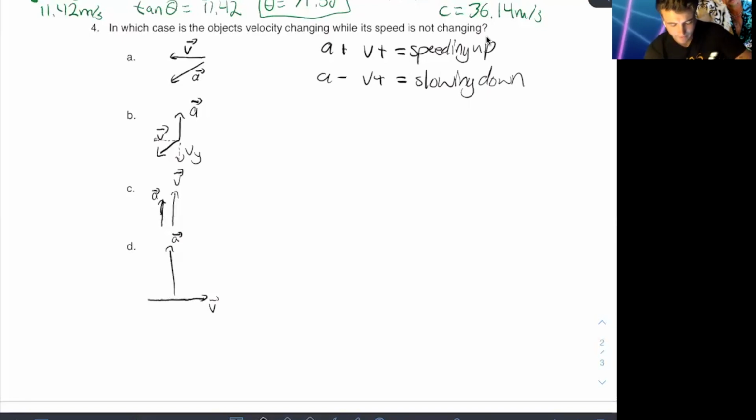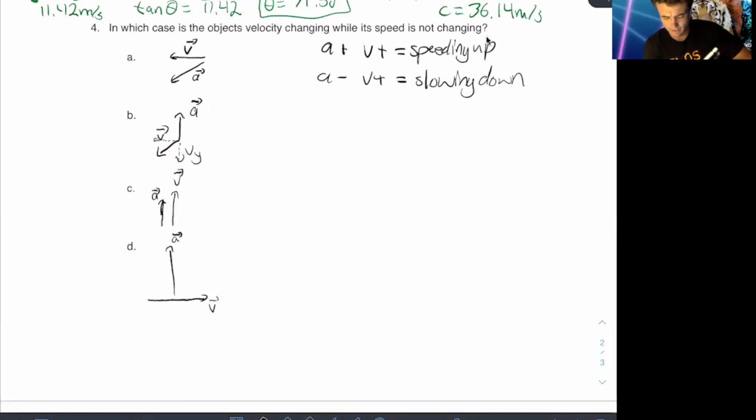Let's look at C. Well, acceleration and velocity are pointing in the same direction. So we know our speed is going to also be changing. It's going to be speeding up, right? Same direction. Let's look at D. It looks like velocity is just straight along the horizontal. Acceleration is in the vertical. So there's no y component to velocity. There's no x component to acceleration. So what do we think about that?